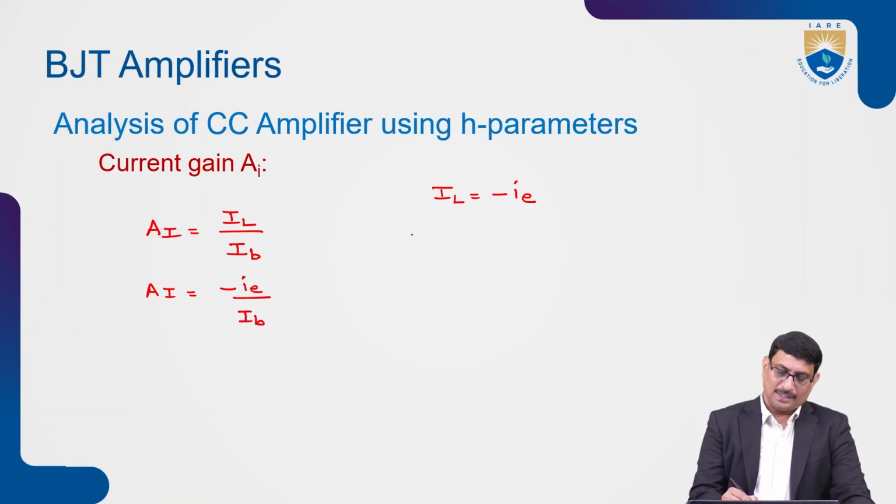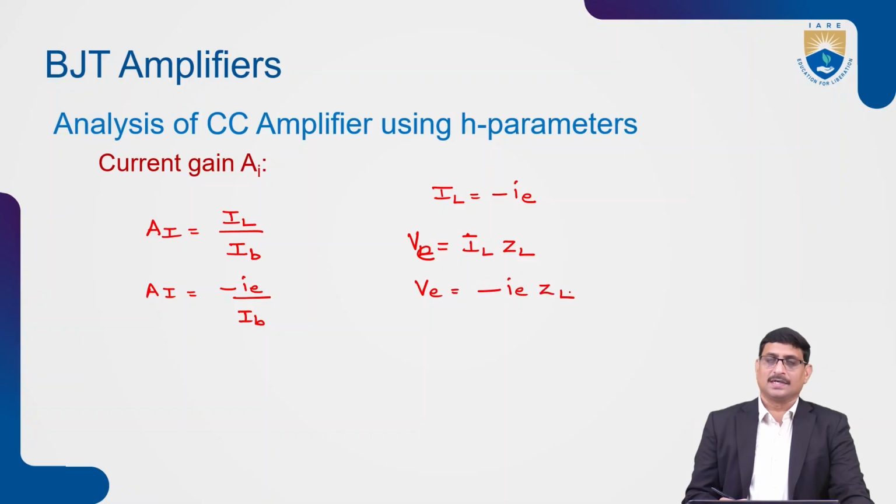Similarly, the output voltage VL, or VE, we can write as IL into ZL, which is equal to minus IE into ZL.